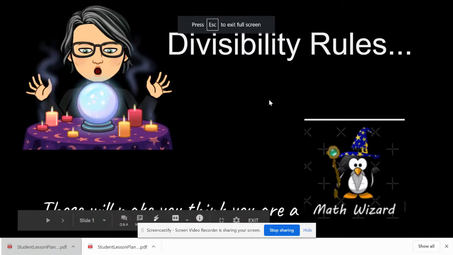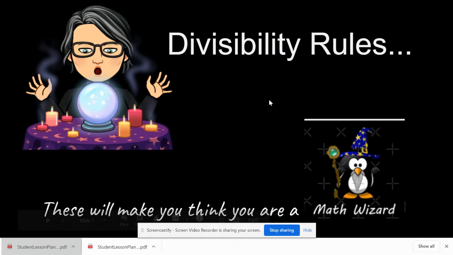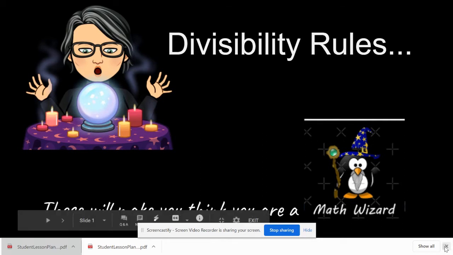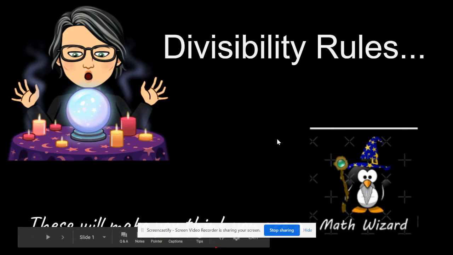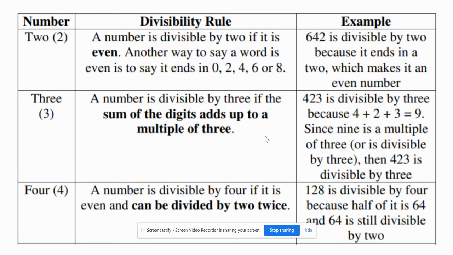So what I'm about to show you will make you feel like a math wizard. It's the divisibility rules. Some of you guys may have already known them. Some of you guys might be learning them for the first time, and they are amazing. So the first one's like a duh. It's divisible by 2 if it's even. Okay, not so much wizardly.